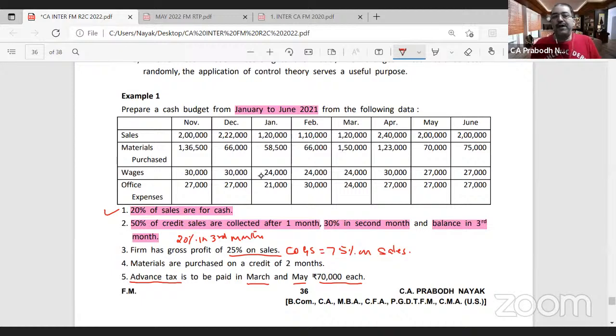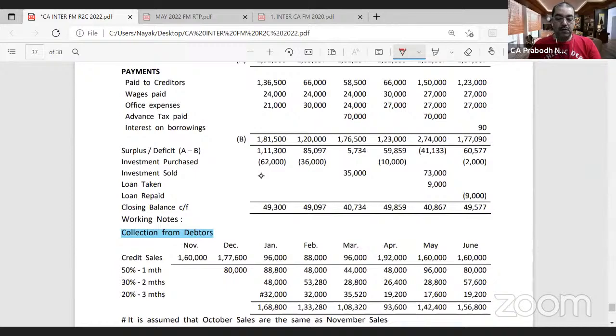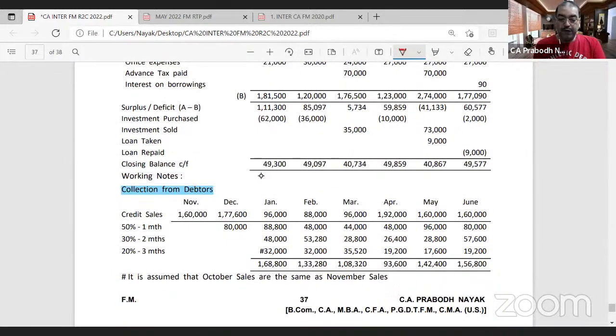So the first job that I'm having on is I will calculate all the sales at 80%. So 80% of 2 lakhs, 80% of 2 lakh 22, right from November I will calculate. Like that I calculate the 80% figure for all the months. So I'll write over here 80% of total sales.